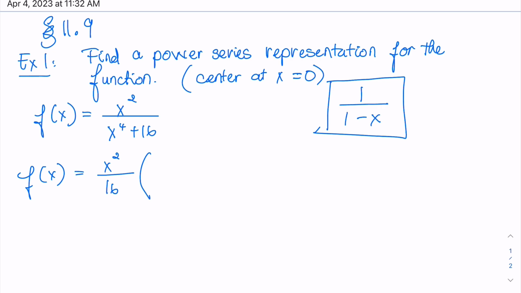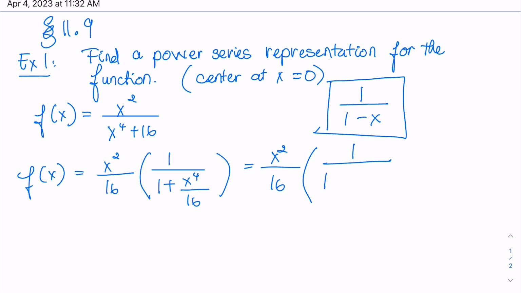I take out the x squared as well. So on top we have 1. On the bottom I have 1 plus x to the fourth over 16. Now we're going to rewrite one more time. So it's going to be x squared over 16. Inside the parentheses I have 1 over 1 minus negative x over 2, and we raise it to the fourth power.